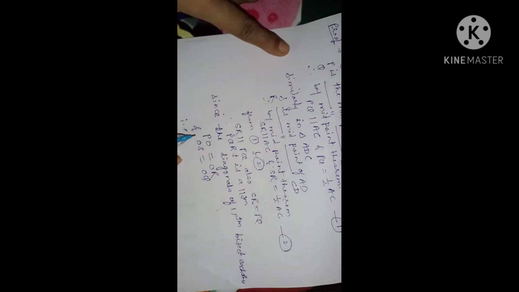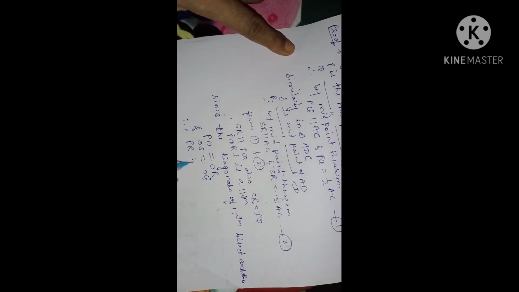And since the diagonals of a parallelogram bisect each other, we can write that PO equal to OR and OS is equal to OQ. That is, PR bisects SQ.